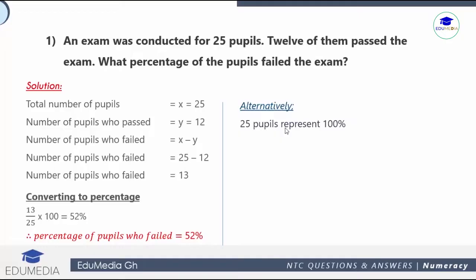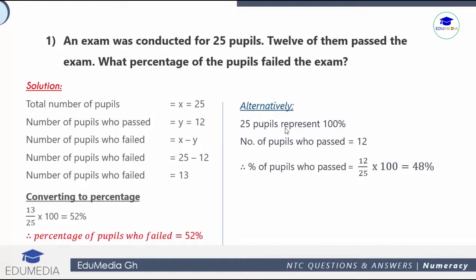And the number of pupils that passed here is 12. Taking this 12, we want to convert the number of people that passed into a percentage. So we take the number of people that passed, 12, divided by 25 times 100, and that gives us 48%. So 48% of the pupils passed the exam.